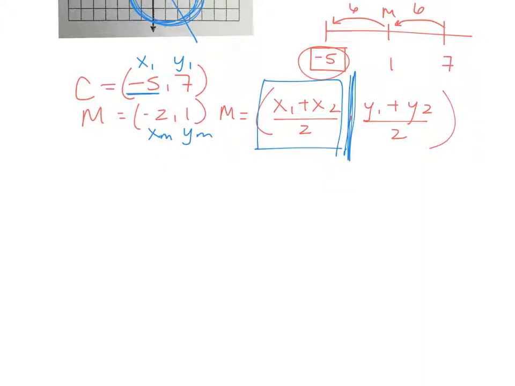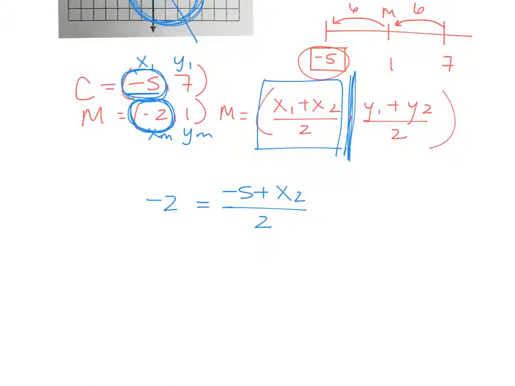x1 is -5. What is x2? We don't know, right? That's what we're trying to solve for. So x2, we're gonna call x2 divided by 2. What should that equal? What's my x value for my midpoint? -2. That's this guy right here, right? So we did x1 and x midpoint is gonna go out here.